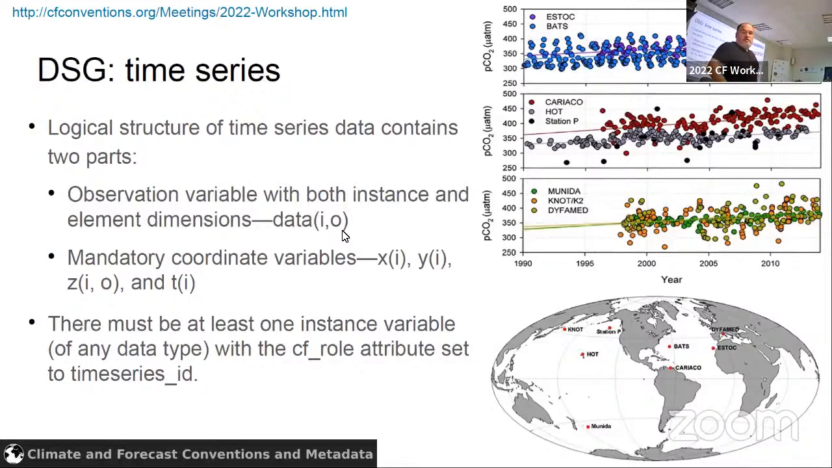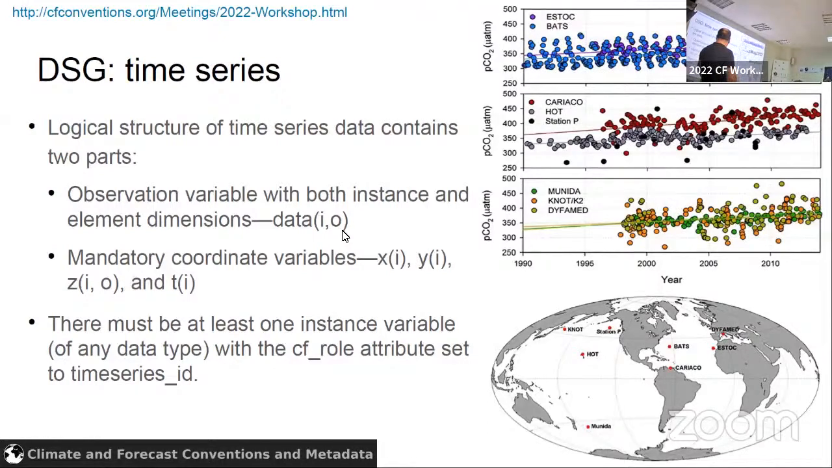Okay. The logical structure. This is the logical structure of this dataset. The time series data contains 2 parts: the observation variable with both instance and element dimensions, that is the data with dimensions I and O, and the mandatory coordinate variables. In this case, this is the space, the X and Y, and the zeta that depends on the I and the O, okay? The observation itself and the time.